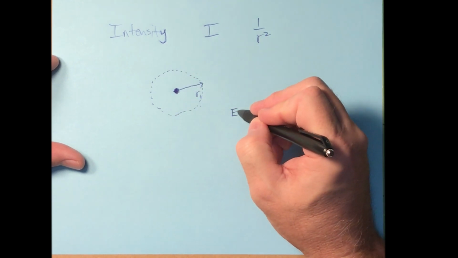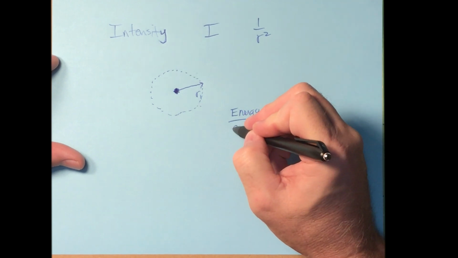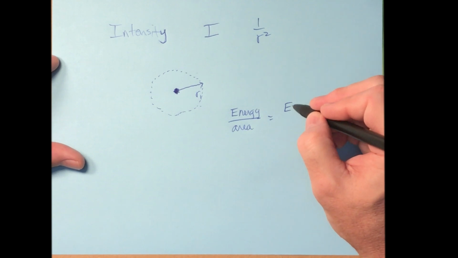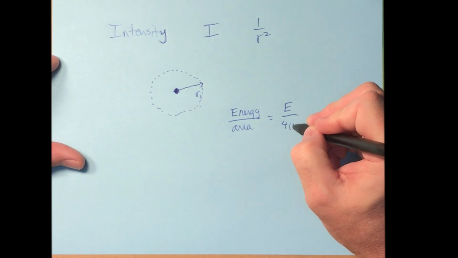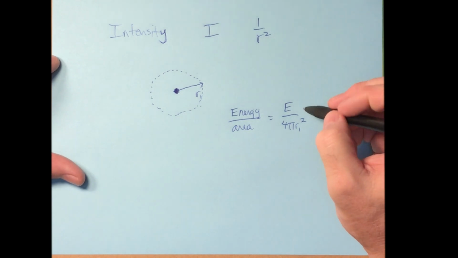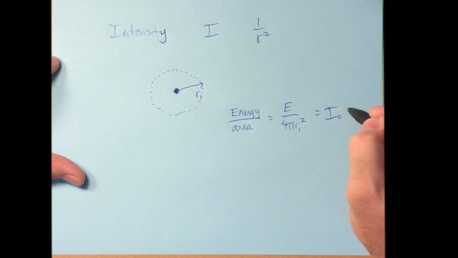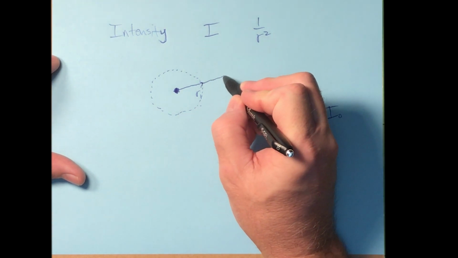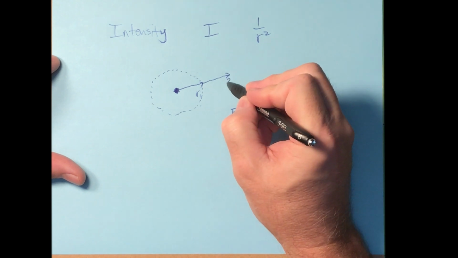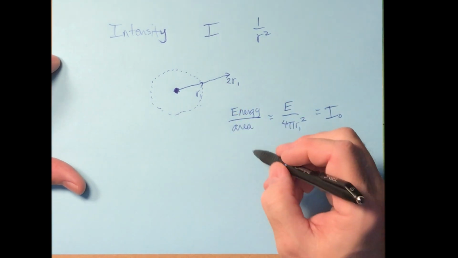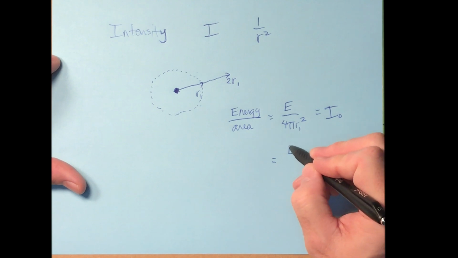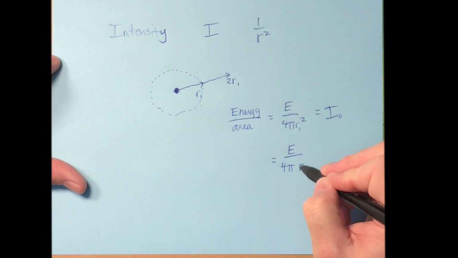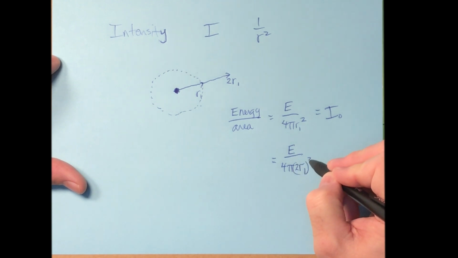So the energy per area is, let's say, the total energy E divided by 4 pi r1 squared. And that we'll call the initial intensity at a distance of r1. Now let's go out to twice that distance. Let's go another r1 away, so now we're at 2r1. Now what is the energy per area? Well, it's still going to be E divided by 4 pi, but we're at (2r1) squared.